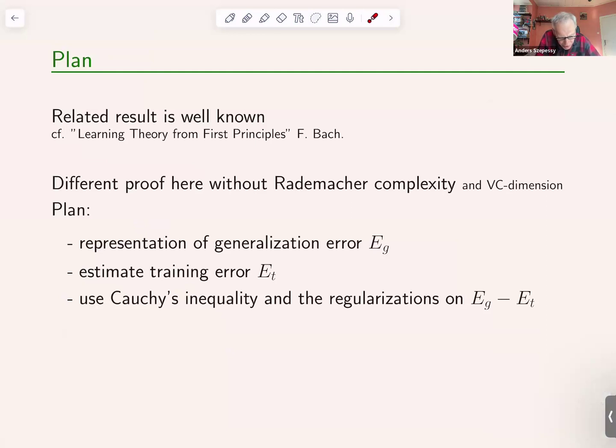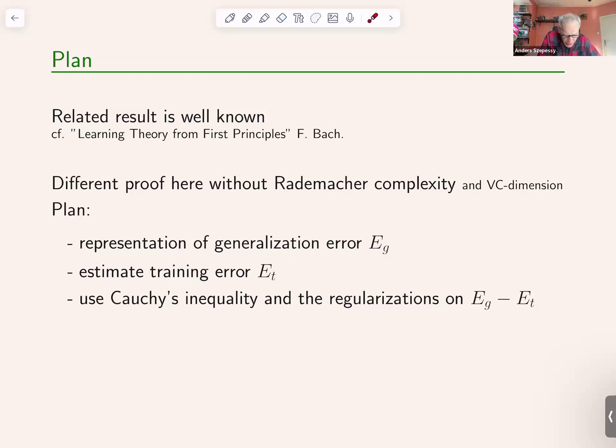So the result in itself is well known in learning theory. For instance, in the book by Bach, Learning Theory from First Principles, you can find related results of generalization error for random features. So the idea here in my talk is to give a different proof that in some way doesn't use learning theory. It is totally simple-minded.